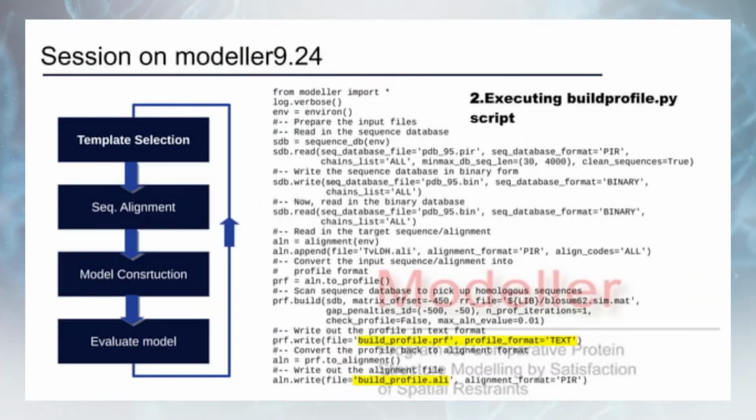So, the first approach which will be executed is the build_profile.py script. In the build_profile.py script, the yellow highlighted portion has to be modified as per our PDB protein. We can see we have a PDB protein known as TvLDH. So, we have to change the yellow highlighted portion and need not change the whole script, and as per the modification done, on the basis of the name of the sequence of our target and template, the build_profile.py script can be run.